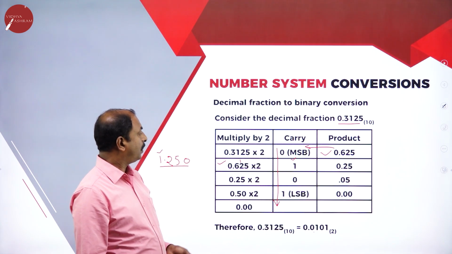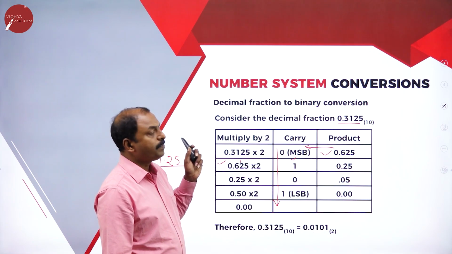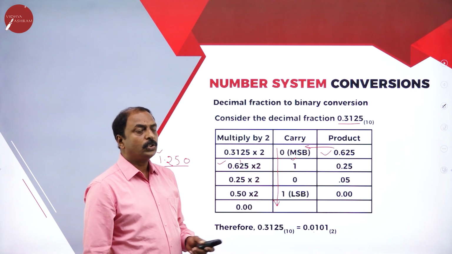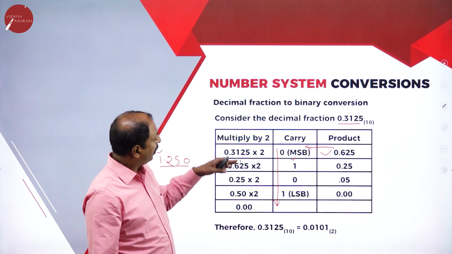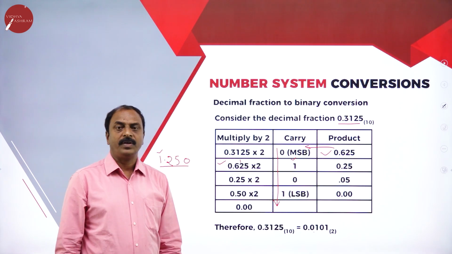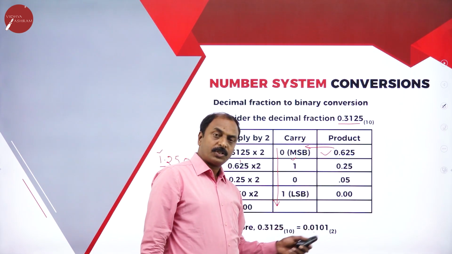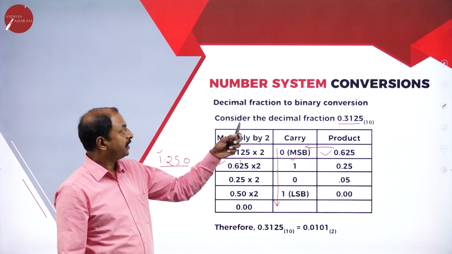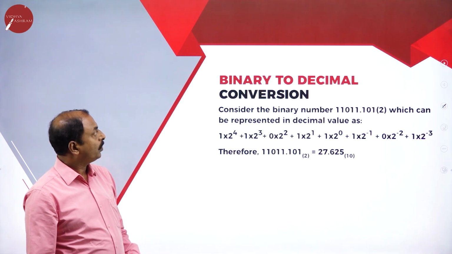So please note down the procedure: we have to keep multiplying the fractional part by 2. In the process, it may go on for a long time or take many steps, but generally we stop at the 4th digit. It is sufficient for us to store 4 digits as the answer. So this is decimal fraction to binary conversion. Now let us move on to the next one.